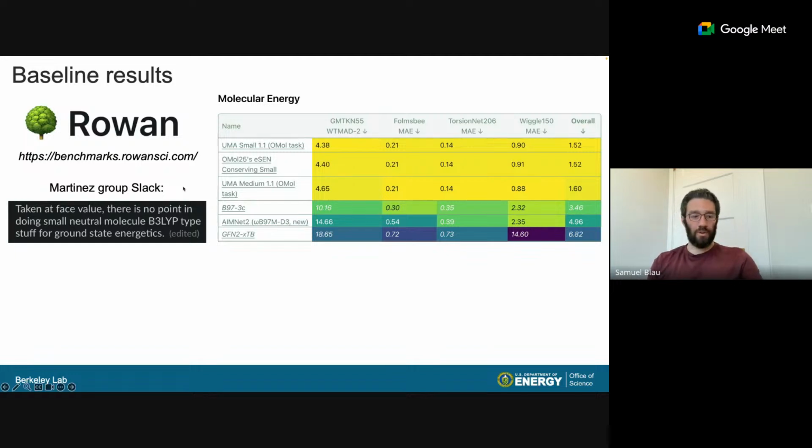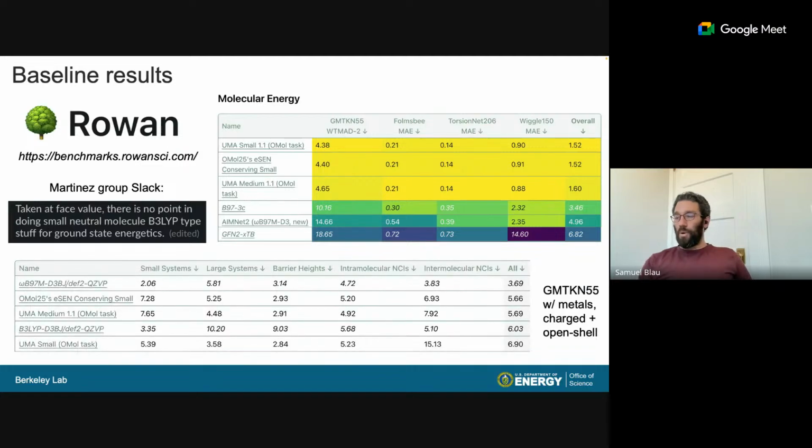And a well-known computational chemistry group led by Todd Martinez, I think one of the OMol members is a friend in their Slack. And the day of release, when they saw these numbers, they commented, take it at face value, there's basically no point in doing DFT on neutral organic molecules, ground states, ever again. But we can go deeper here.